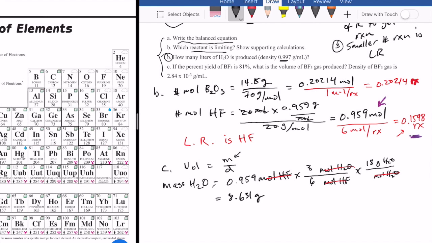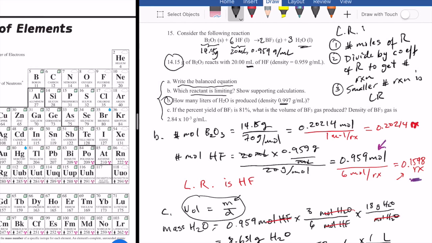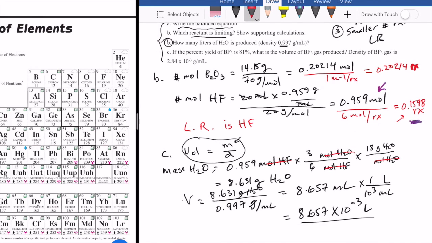Our answer here is 8.631 grams of H2O. So volume is going to be equal to mass, which is this number, over the density of H2O, which was 0.997 grams per mL. You get pretty much the same number. They want the answer in liters, so you just have to convert that to liters. So basically, it's going to be 8.657 times 10 to the minus 3 liters. You notice that all the numbers that were given to you earlier have 4 sig figs, so the final answer should be 4 sig figs as well.